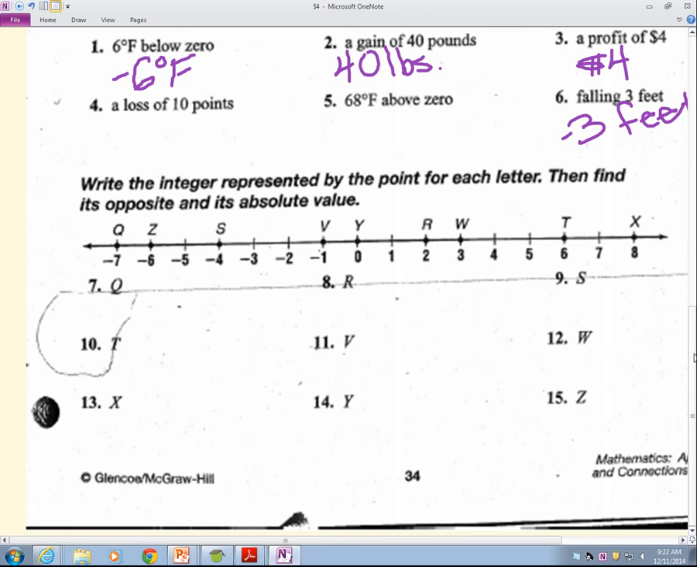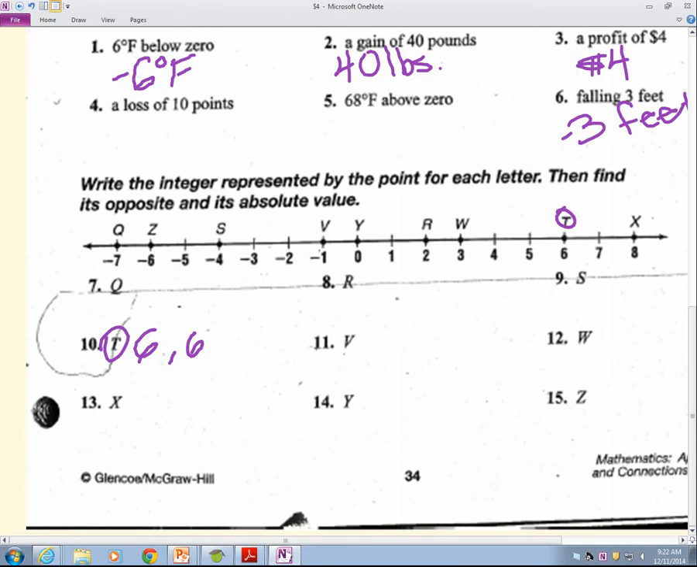So that means that if I was going with t, let's just do t here. Here's our t. What's the integer? 6, good. And how many integers away from zero is it? 6. So we're good, it's absolute value of 6.